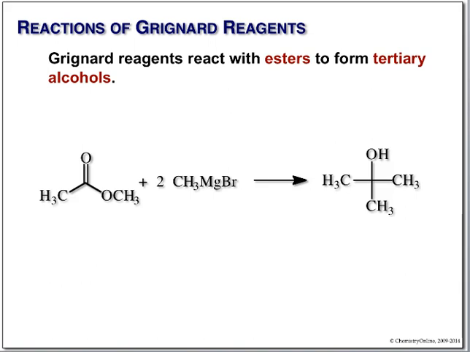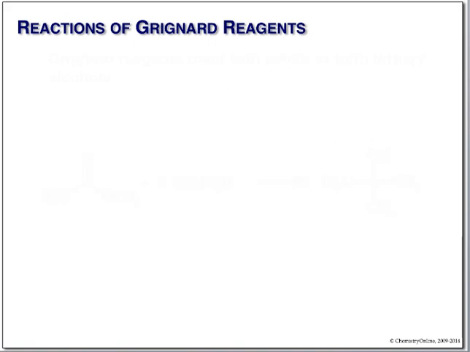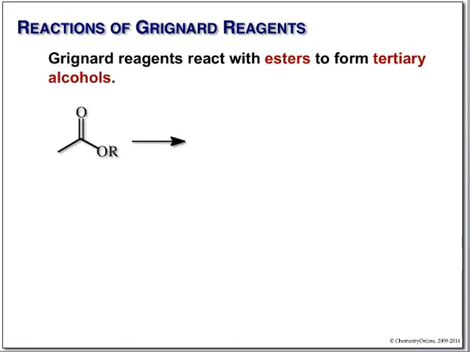Now, you already know exactly how this happens. Let's think about the mechanism. Here we have a carboxylic ester. We're going to take and react this with a Grignard reagent.